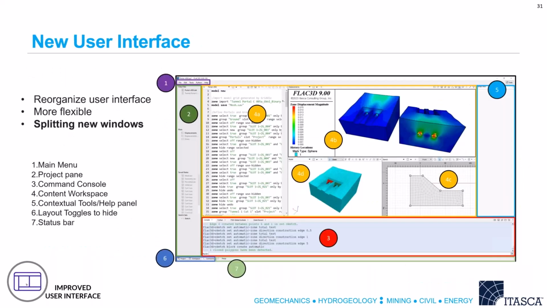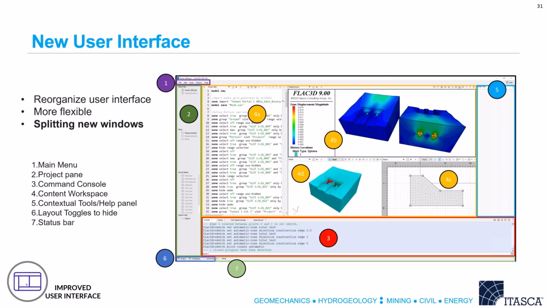So let's talk about the new user interface. The most apparent change in FLAC3D version 9 is a new user interface. So we reorganized the user interface to make it more flexible. So in these new versions, we can split new windows. I will show this later. So generally from this slide, we have 7 areas.